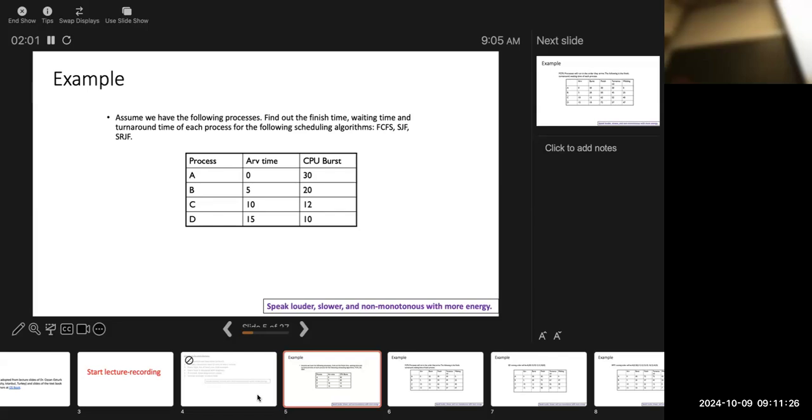So 0, 25, and for C, it arrives at 10 and is scheduled at 50. So this is the waiting time for C, 40. If I'm doing something wrong, let me know. And then for D, it is scheduled at 62, but it arrived at 15. So 62 minus 15 is 47, right?